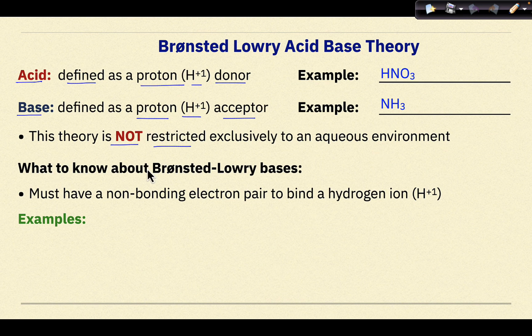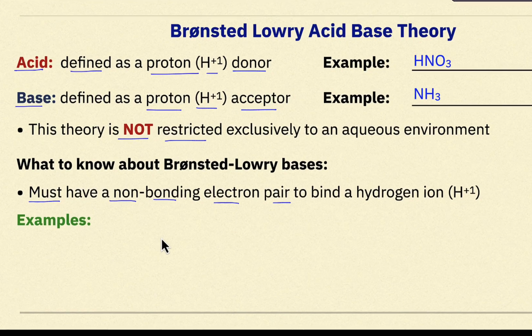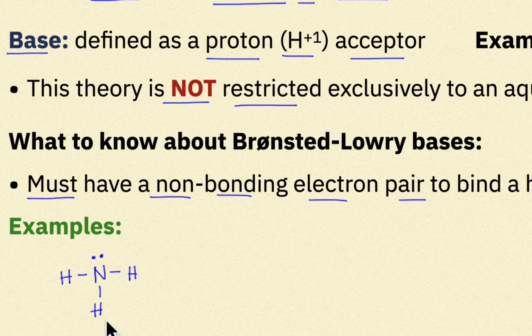What to know about Brønsted-Lowry bases? Brønsted-Lowry bases must have a non-bonding electron pair to bind a hydrogen ion. An example could be something like ammonia. Here is the structural formula for ammonia. Notice that it has a lone pair right here, which can be a hydrogen ion acceptor location.